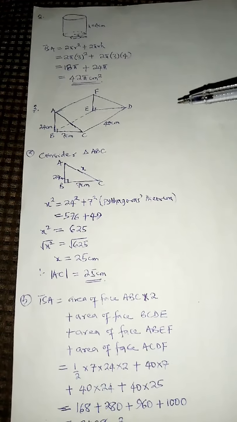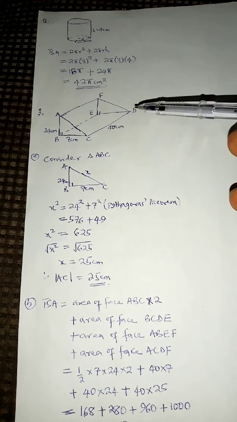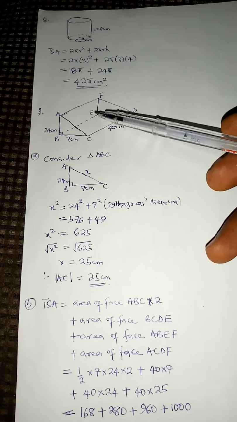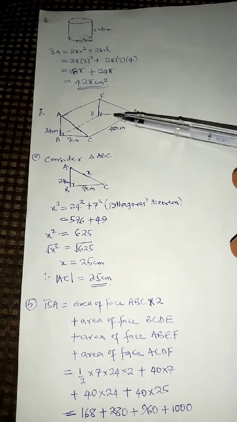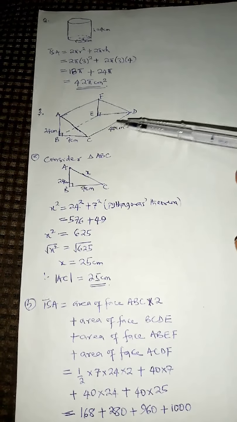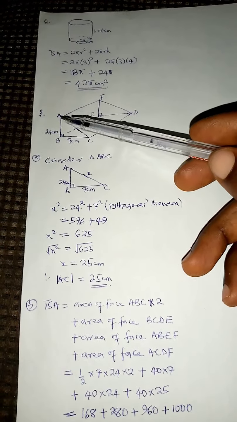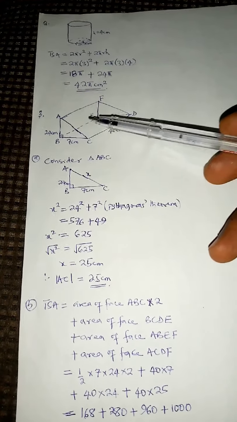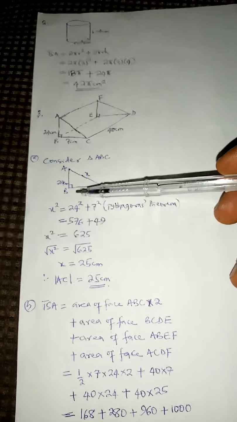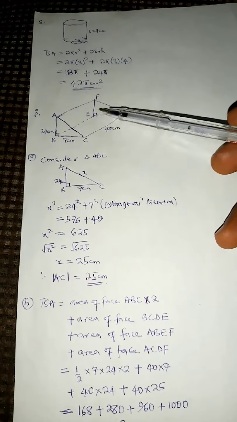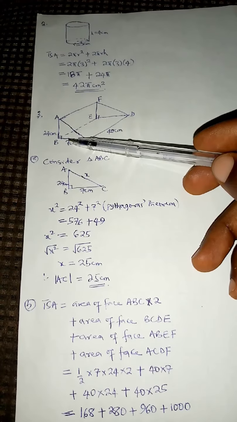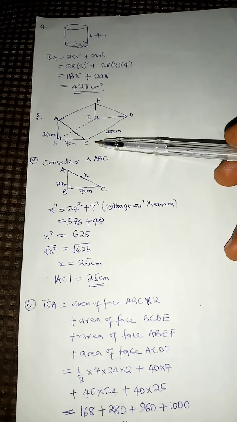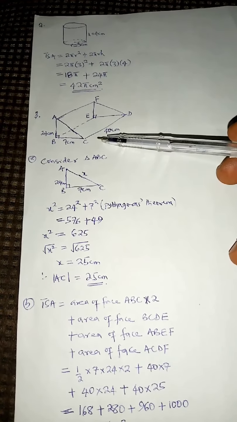We are also to get the total surface area of the triangular prism. There are 5 faces here: face ABC, face FED, face ACDF, face ABEF, and face BCDE. Now, the triangles have the same area. So when you get 1, multiply by 2. You've gotten 2 faces. We are left with 3. The other 3 are rectangular faces, so it's length times breadth.